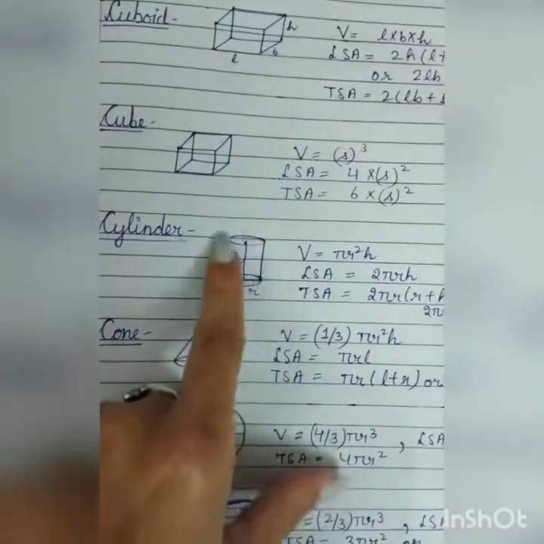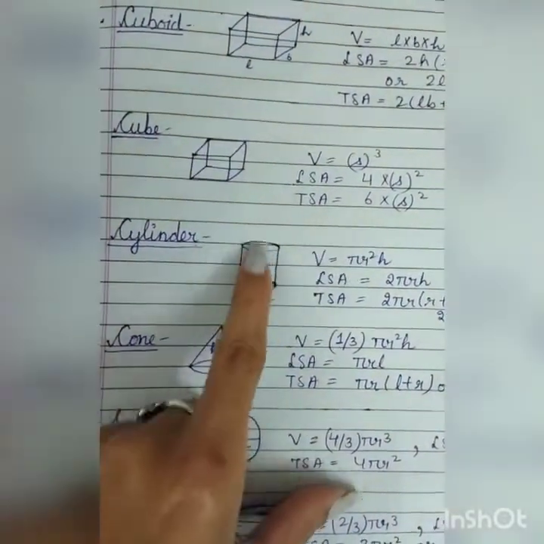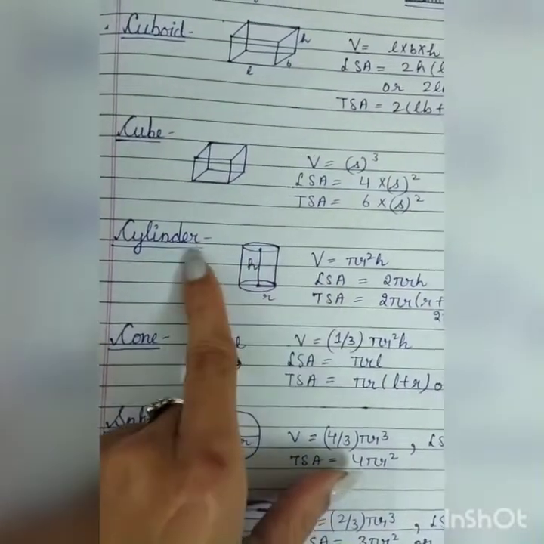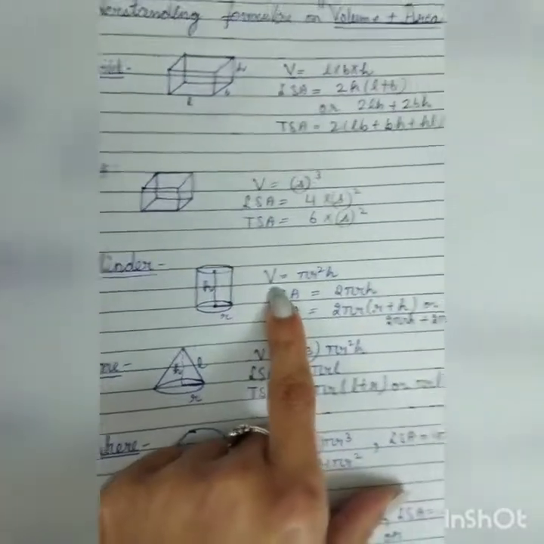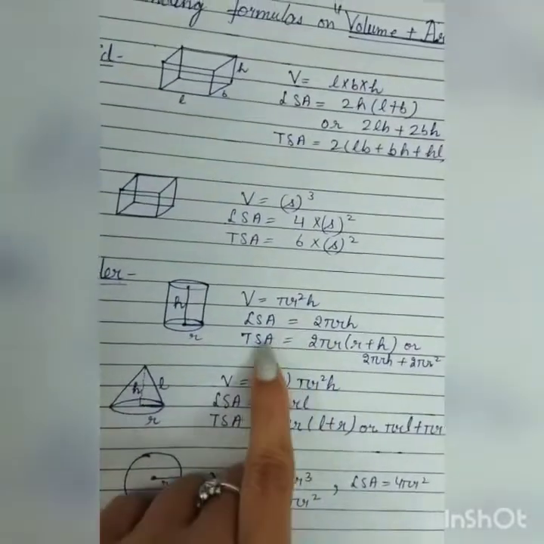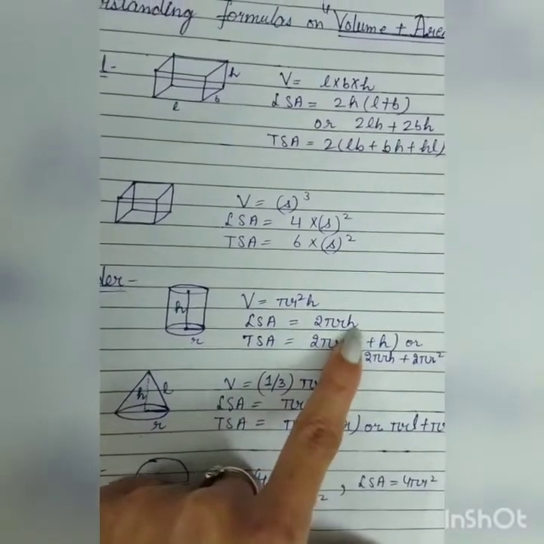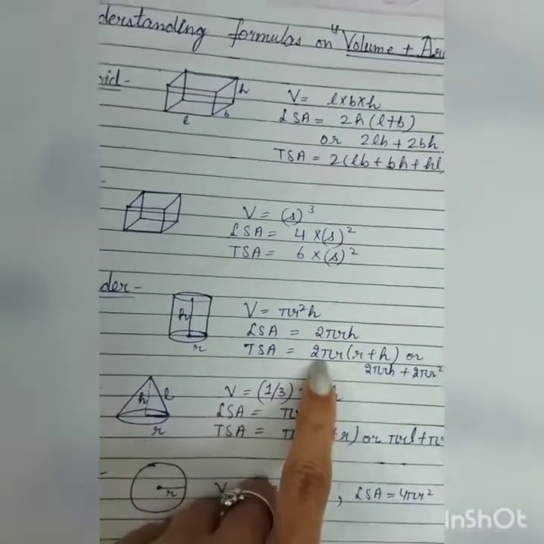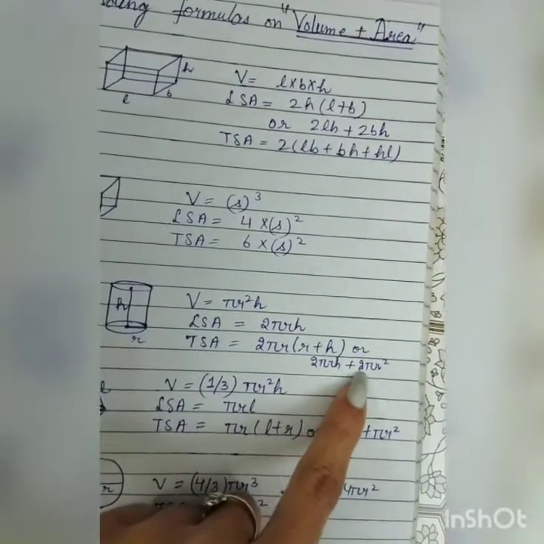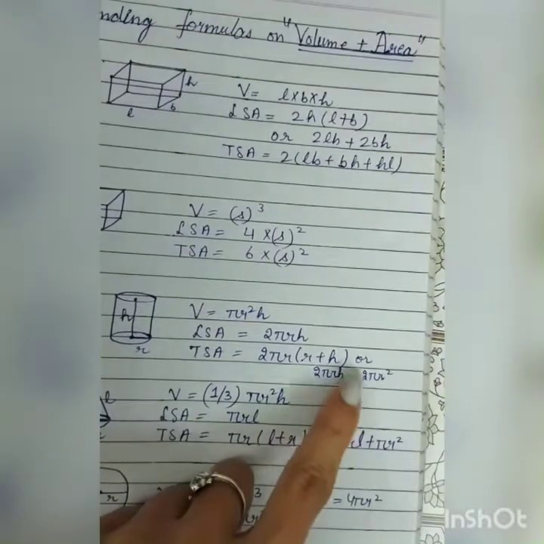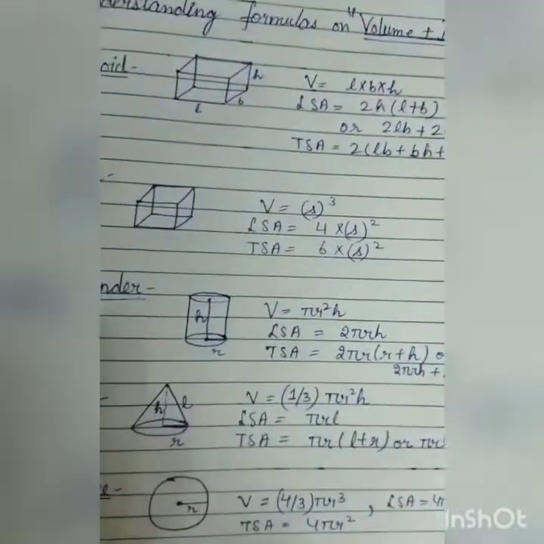Third one is cylinder. You know the shape of the cylinder. You get the circular portion over here and here, like top and bottom, and a curved part from the front side. So its volume will be pi r square h. Lateral surface area is 2 pi r h, and total surface area is 2 pi r (r plus h), or 2 pi r h plus 2 pi r square. You can use any of these two formulas. How this formula is made, I'll explain.